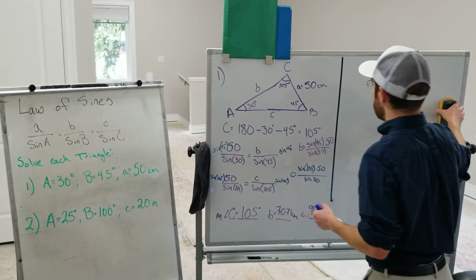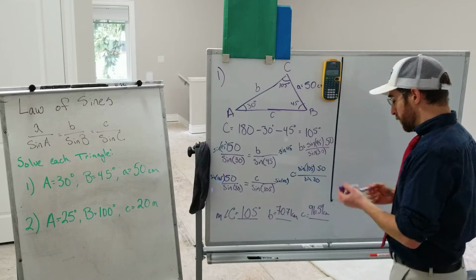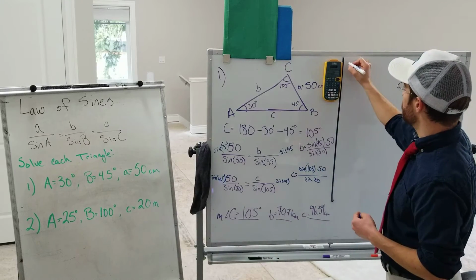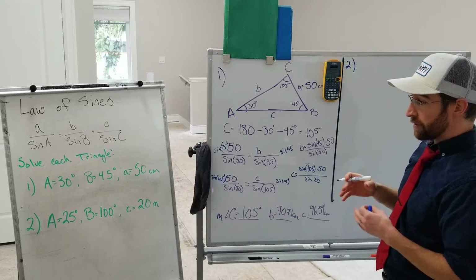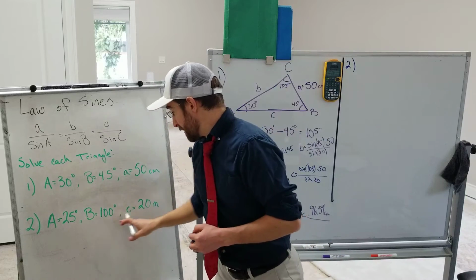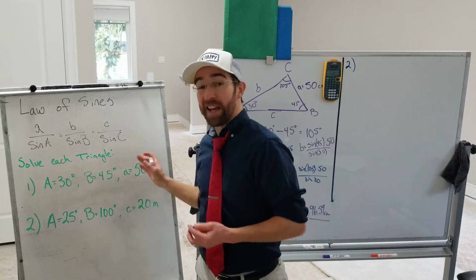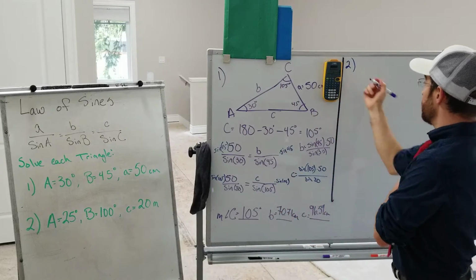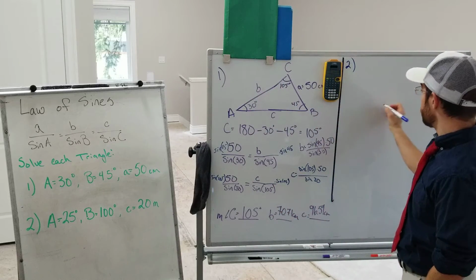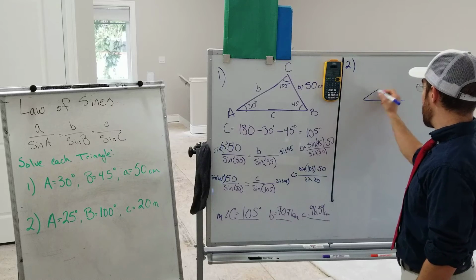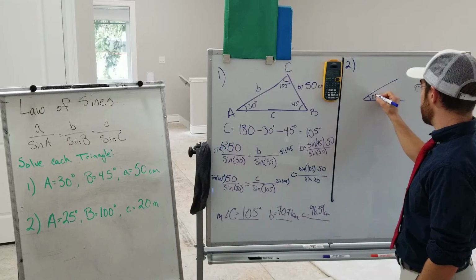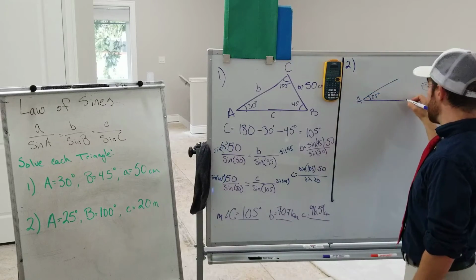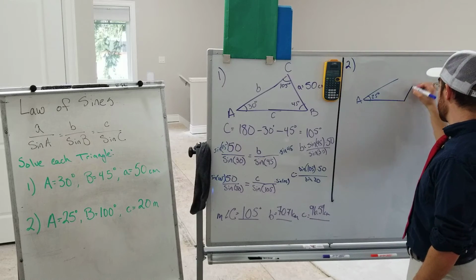All right, let's look at problem 2 now. For problem 2, we have a different set of information. We have A, B, and C instead of A, B, and A. We still have two angles, but we have a different side length. So here, I'm going to draw my triangle. I've got A is 25, B is 100 degrees, so it's like this.